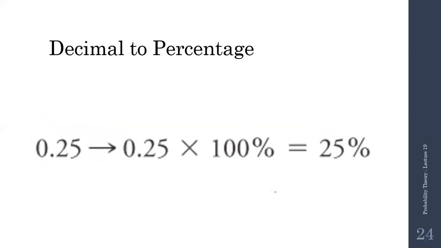Now, decimal to percentage. In order to convert a decimal to a percentage, just multiply by 100. If it says the chance is 0.4, it means 0.4 times 100 percent, which is 40%. We can say 0.85. 0.85 times 100%, which is 85%.